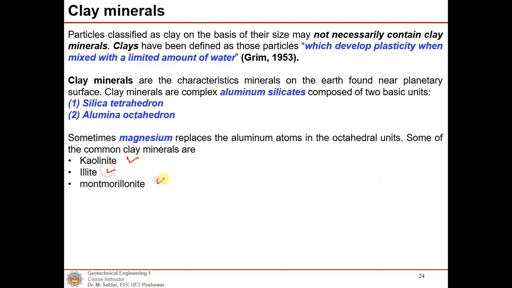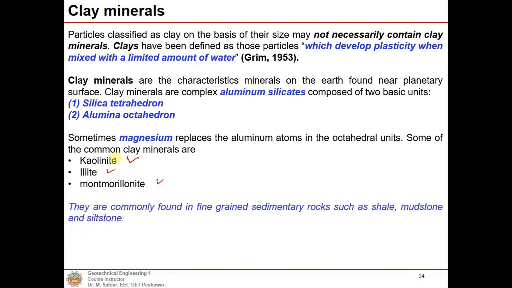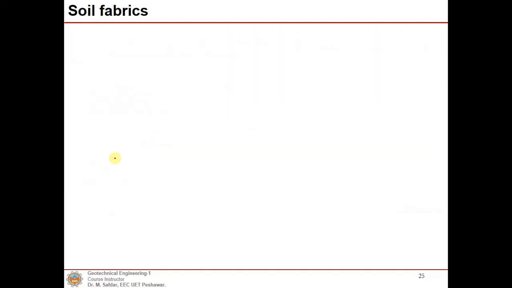Now the montmorillonite clay mineral has a characteristic that if it is present in clays, it will give an expansive nature to them. When you add water into that particular soil, it will expand, and when you dry out the water content, it will contract and can significantly affect the compressibility behavior of the clays. So they are commonly found in fine-grained sedimentary rocks such as shale, mudstone, and siltstone.